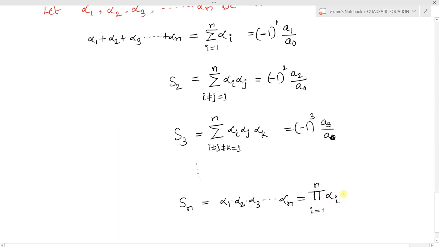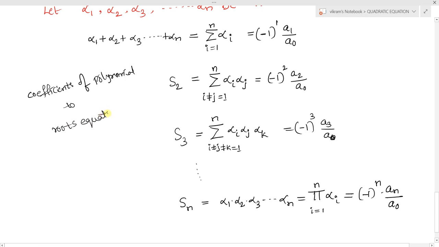That means the product of all the roots taken all at a time equals (-1)^n into the constant term a n by the coefficient of the x^n term, a naught. So I think you understand how to find the relation between the coefficients of a polynomial and the roots of the equation. This is the way of finding the relation between the coefficients of the polynomial and the roots of the equation.